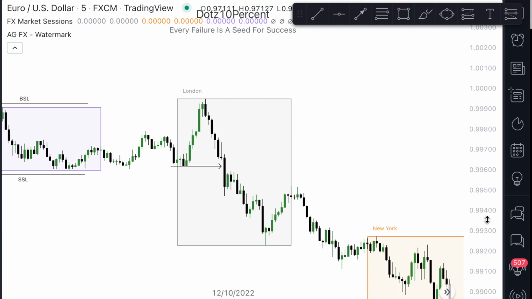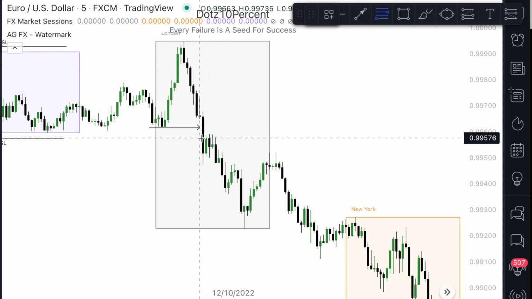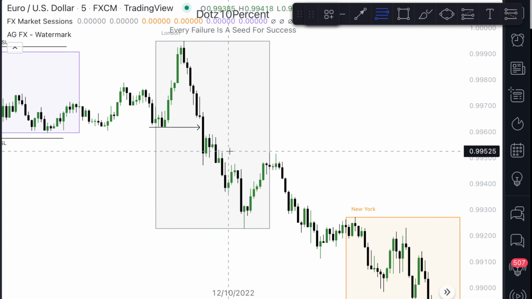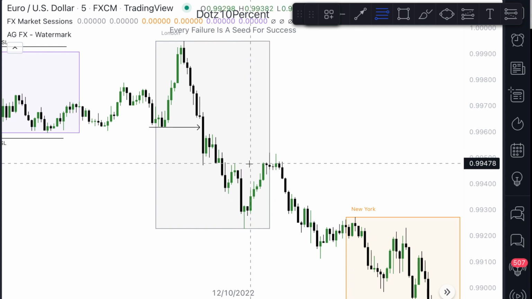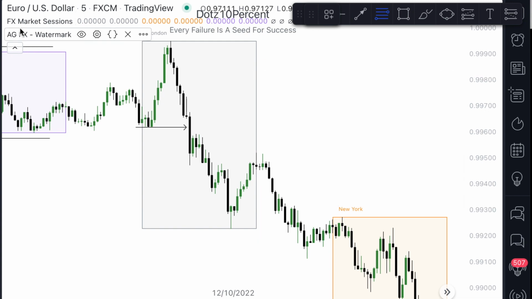Now, where's the next range? Price creates another range from here to down here. Again, I would have expected a retracement higher, but it doesn't come. Fair enough, cool. By then, London's ended. I'm not really interested in trading.